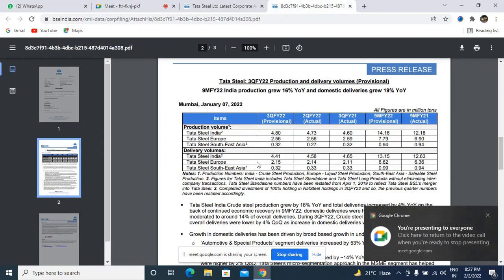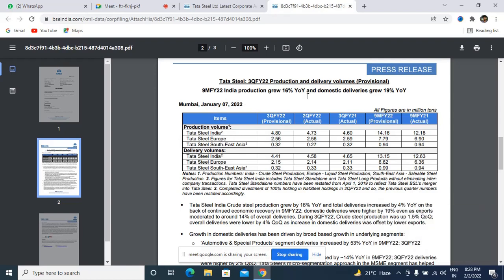So just look at it. So Mumbai, on 7th of January 2022, they released this press release, right? So you can see what it is written over here. 9-month FY22 India production grew 16% year on year, and domestic deliveries grew 19% year on year.